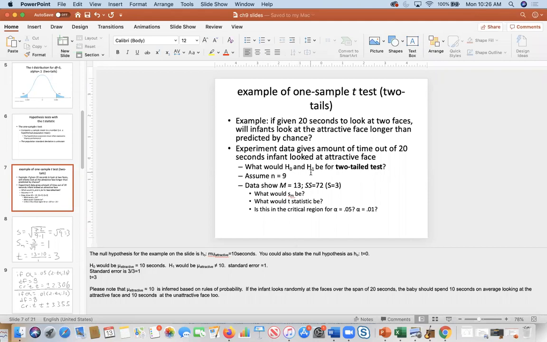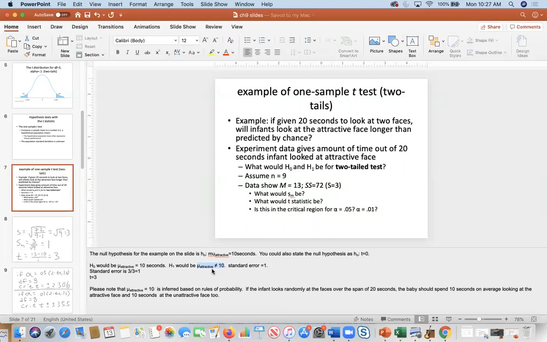The research or alternative hypothesis would then be shown right here. The amount of time that the baby looks at the attractive face is not 10 seconds. If you look at this clearly, this research hypothesis implies a two-tailed test, because when we say the amount of time looking at the attractive face does not equal 10, that can mean two things. Either the amount of time looking at the attractive face is greater than 10 seconds, or the amount of time looking at the attractive face can be less than 10 seconds. So those are the two tails.